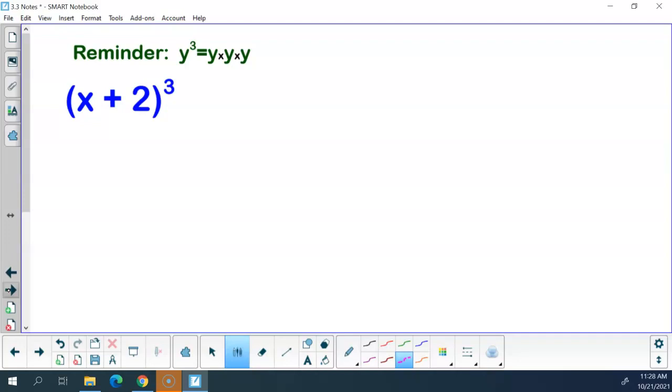Okay, so y cubed is y times y times y. Knowing that fact, you tell me what the quantity x plus 2 cubed is. And I will tell you right now that the answer is not x cubed plus 8. So what does this mean? It's x plus 2, but you need it 3 times, in parentheses.